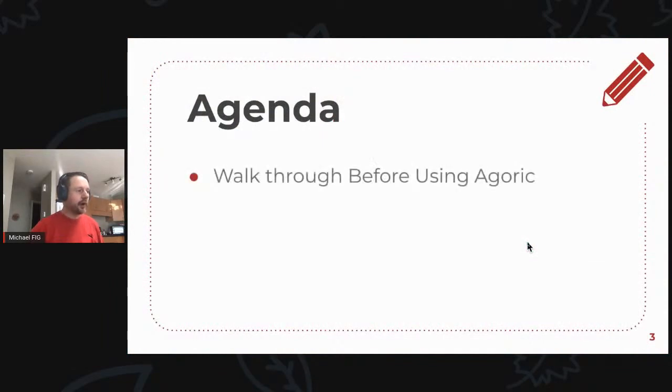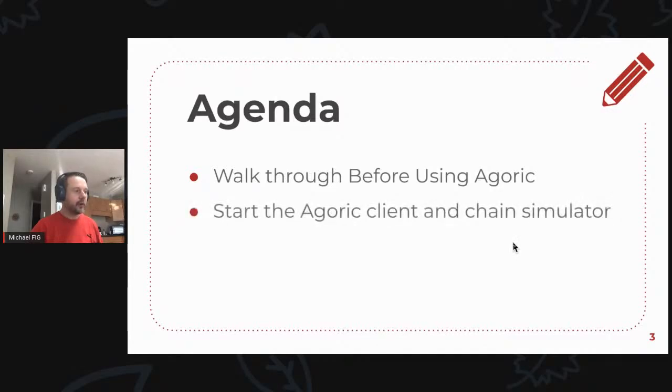We're going to start with walking through the before using Agoric documentation. This is on the getting started guide on the website, the agoric.com documentation website. We're going to start an Agoric client and the chain. So this is just the simulated environment, which allows you to do rapid development without having to actually fire up chain nodes and run a billion different processes. And finally, we'll do a kind of hello world of how to interact from the Agoric client to the chain.